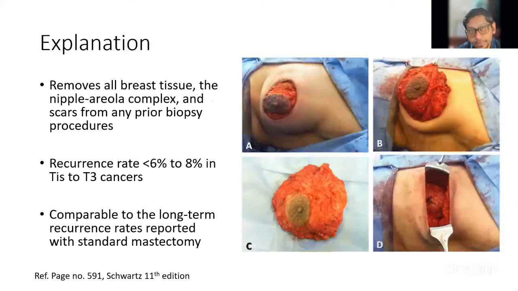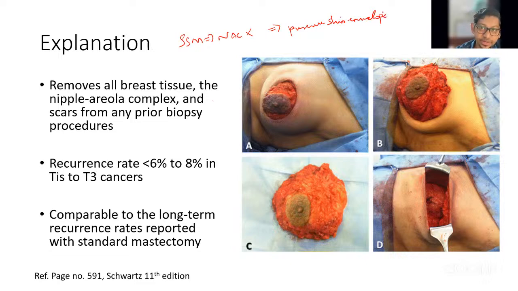So let's look at some data about nipple sparing and skin sparing mastectomy. Basically, what we do in a skin sparing mastectomy is that we remove the breast tissue. Of course, in a skin sparing mastectomy, the nipple areola complex is removed. So you can look at this picture here. The whole point of a skin sparing mastectomy is you basically preserve the skin envelope.